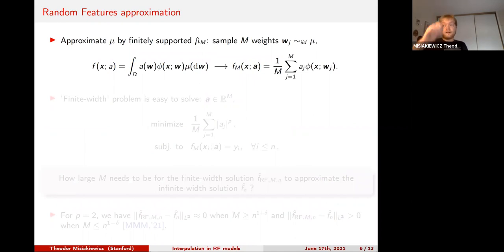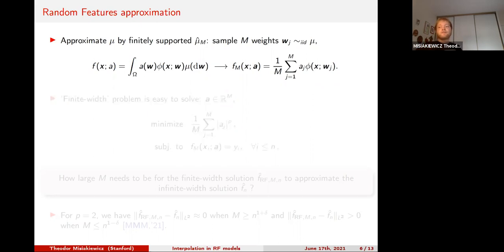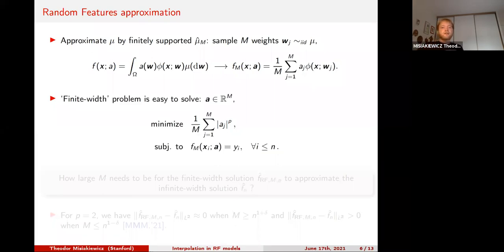So here instead, we consider the standard approach of replacing the density mu by an empirical density mu_m that is finitely supported. We sample m i.i.d. weights w_j and replace this infinite dimensional integration by this sum over the w_j's. This is also known as the random features model, and it was originally introduced as a randomized approximation to kernel methods. So now, instead of this infinite dimensional problem, we have a finite width problem, with a in R^M, which is much easier to solve.